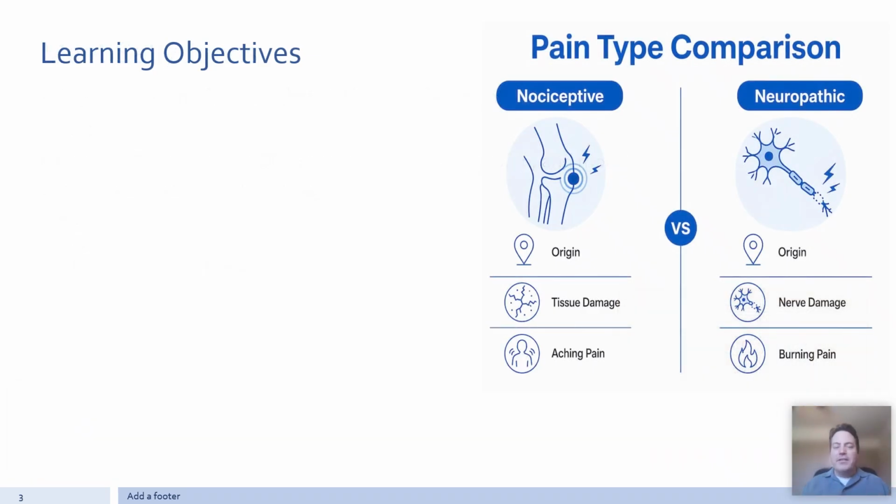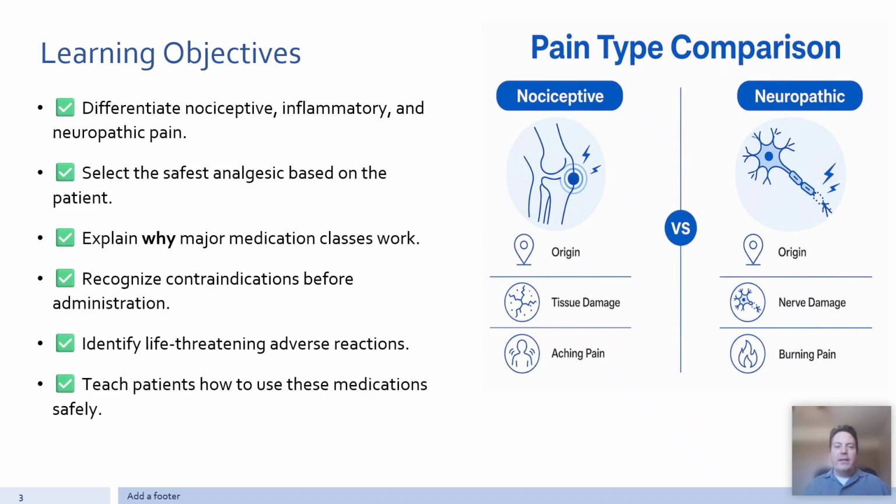So rather than trying to memorize a dozen different medications today, I want to focus on a handful of ideas and some high yield medications that should have an enormous impact on safe nursing practice around pain medications. By the end of this lesson, you should be able to recognize different types of pain, understand why major medication classes work, identify situations where those medications may become dangerous, and explain the essential patient teaching that keeps your patient safe. Most importantly, I want you to begin developing the habit of asking yourself, what should I assess before giving this medication? That simple question prevents countless medication errors.